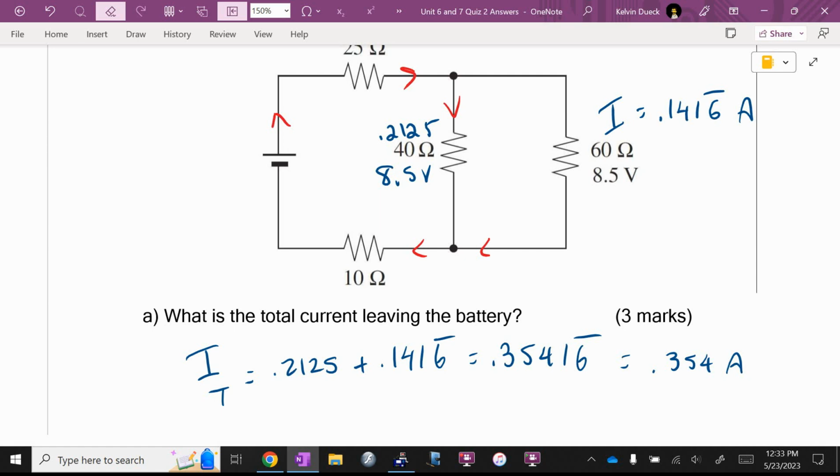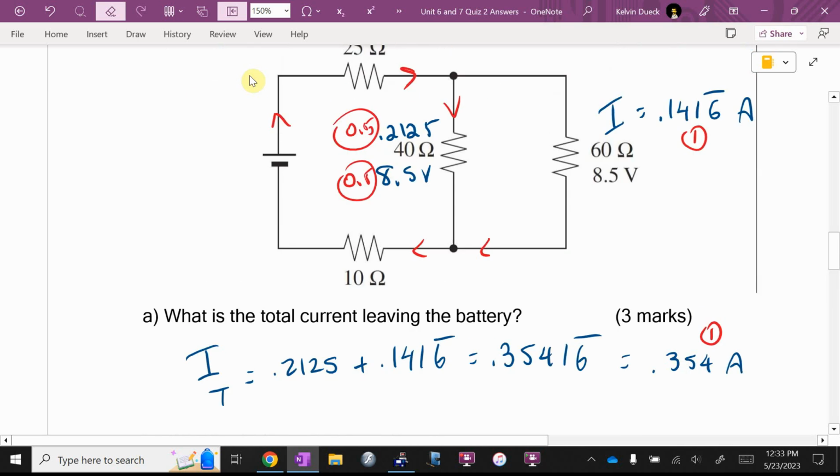Okay. If you got that 3 out of 3, otherwise, here's what I would look for. If I saw that, I would give you 1 mark. If I saw that you had written the 8.5, I would give you 1 mark. If I saw that you had written the 0.2125, sorry, half mark, I would give you a half mark if I saw the 0.2125, and then I would give you 1 mark for combining them using Kirchhoff's laws.